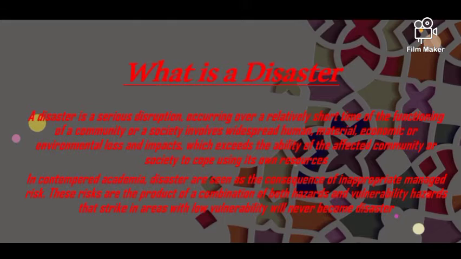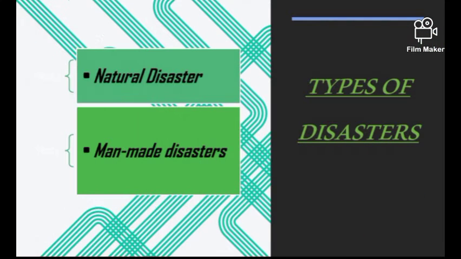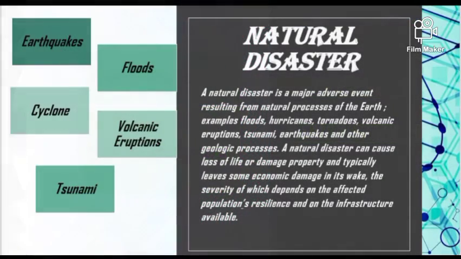In contemporary academia, disasters are seen as the consequences of inappropriately managed risk. These risks are a product of a combination of both hazards and vulnerability. Hazards that strike in areas with low vulnerability will never become disasters. Disasters are of two types: natural disaster and man-made disaster.